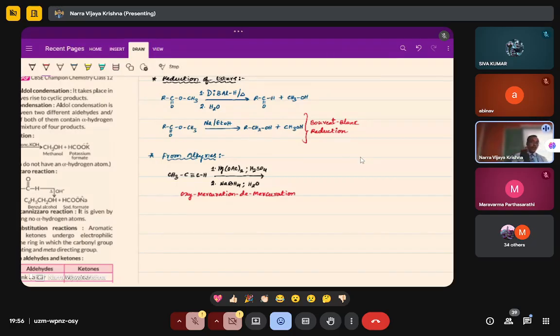Oxymercuration demercuration. Now what happens first? Mercuric acetate will attack the triple bond. Then it forms CH3, C, double bond C, H, Hg, OAc. One OAc is gone, so you get a positive charge. That positive charge pulls the electron cloud of this pi bond, forming a three-membered cyclic transition state. Hg plus will attack the triple bond, forming a partial electron cloud, a three-membered ring.